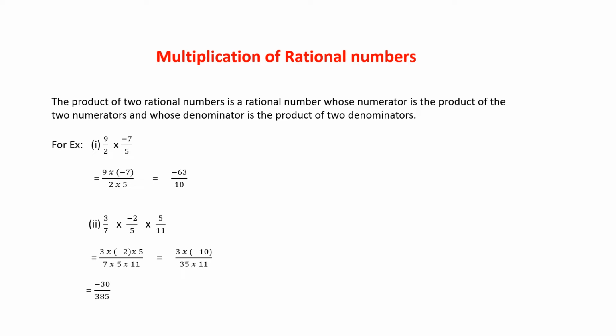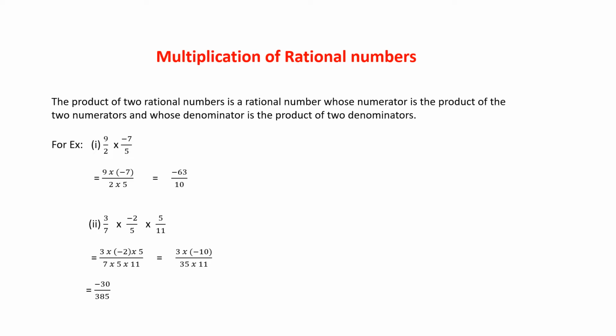9 by 2 multiplied by minus 7 by 5. As you know, according to the rule, we multiply numerator with numerator and denominator with denominator. So multiply 9 into minus 7 upon 2 multiplied by 5, which is equal to minus 63 upon 10, which is a rational number. Let's take one more example.